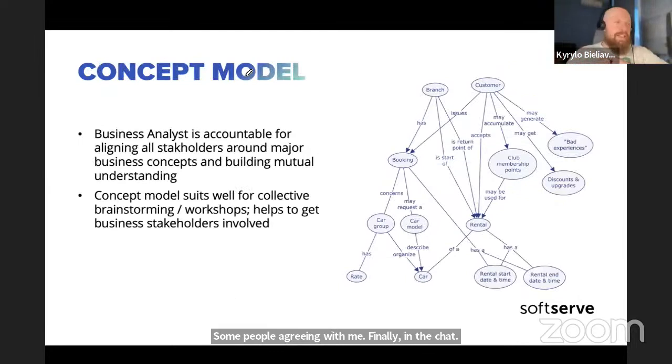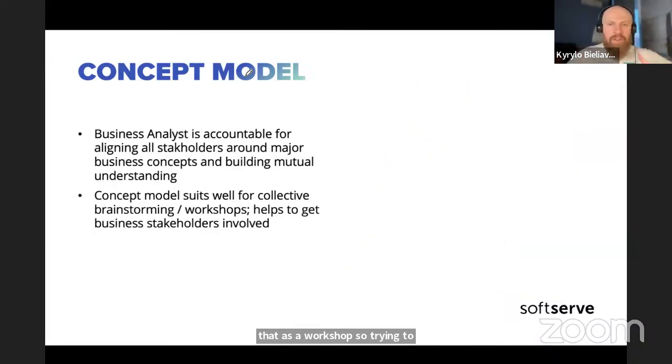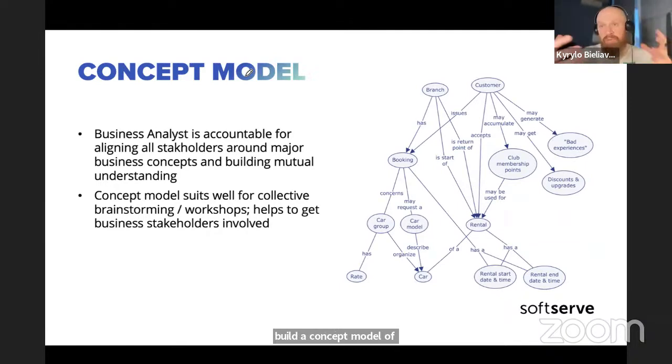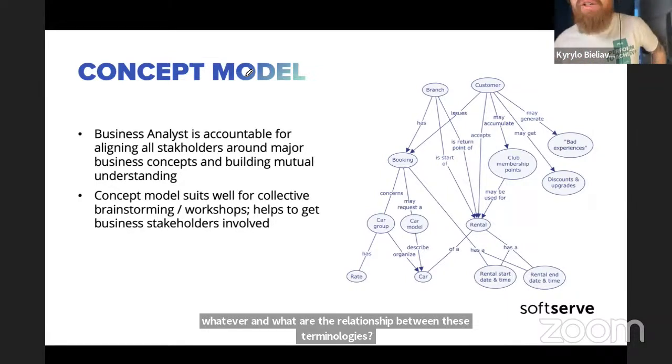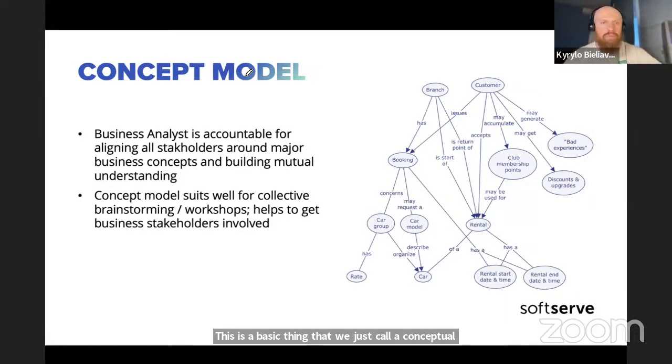This is something that goes well along with the glossary, and this is something that can help you to align all stakeholders together. And in a few cases I use that as a workshop. So trying to build a concept model of what, again, terms we have in our world, in our business, or in our system, whatever, and what are the relationships between this terminology. So this is a basic thing that we just call a conceptual model, or conceptual diagram, we call it as well.